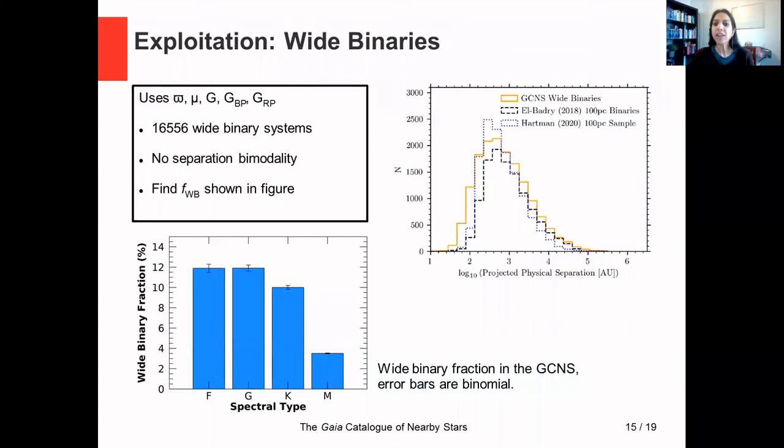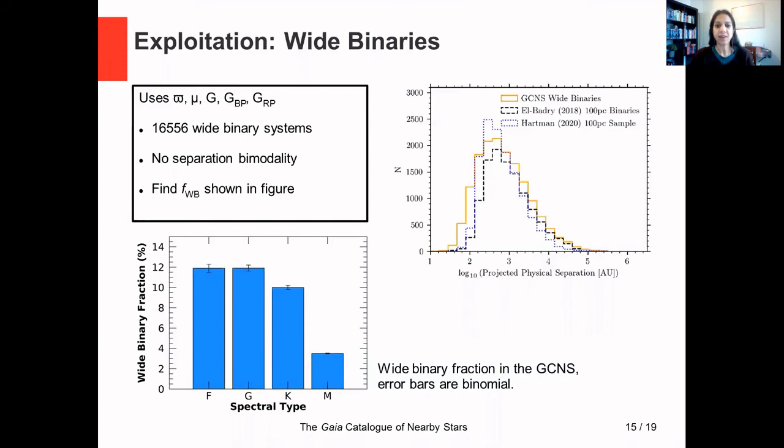We see no hint of a bimodal distribution, especially when we look at the log of the projected physical separation in AU, as shown in the figure on the right. And this is the bimodal distribution that could be expected from wide companions, such as those at 100,000 AU. And this is in agreement with the most recent results in the literature.